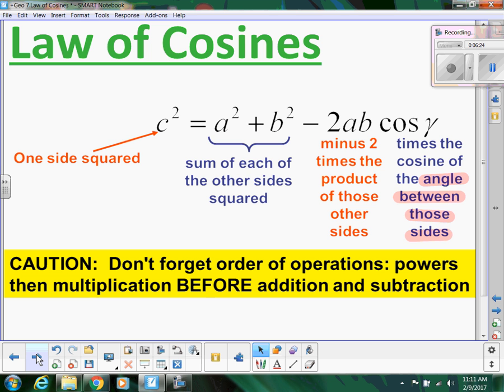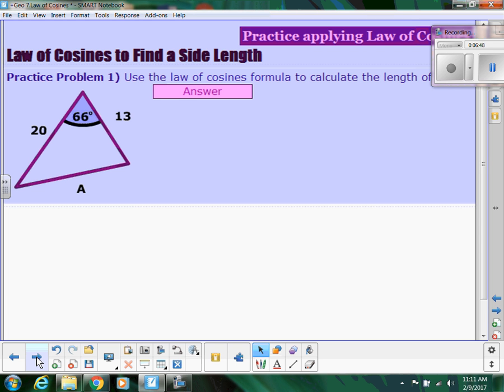When we use this, make sure that you're following order of operations. You're going to have one side squared. These will be the other two, so it doesn't really matter what letters you choose. Just make sure that over here on the right-hand side, the two letters that you're doing a squared plus b squared, that's going to be the 2ab part. And then the cosine of the angle is going to be the angle that's in between those two sides. Okay, so this is really useful for a side angle side situation.